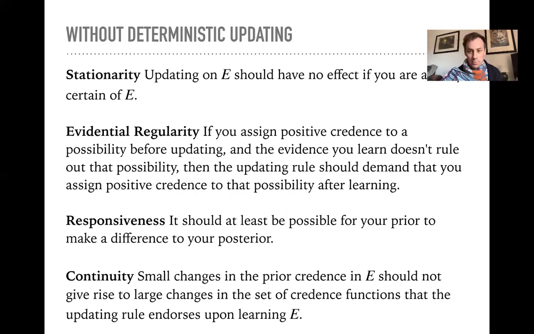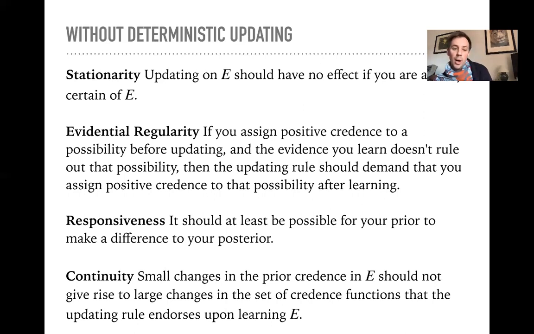And one way to see that there might not be is, here are 4 pretty plausible further properties, each of which seems desirable, but together with the previous properties we've considered, excluding deterministic updating, are not going to give you conditionalization. Stationarity just says that if you already are certain of E, then your updating rule should do nothing, it should just tell you to retain your prior. Evidential regularity says that if you assign a positive credence to a possibility before updating and then your evidence doesn't rule it out, then the updating rule should demand that you assign positive credence to that possibility after learning. So it should never let you adopt a future credence function that assigns 0 to something that you assigned some positive credence to before that hasn't been ruled out by the evidence.